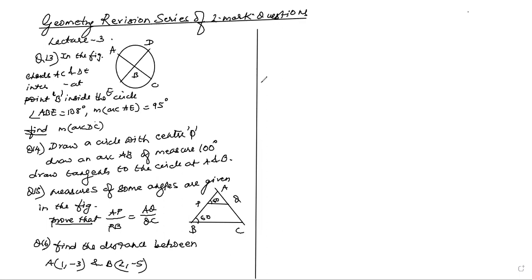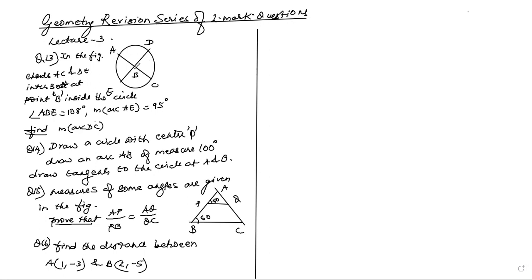Now, question number 13, we continue. We are done up to question number 12 and we started question number 13. In the figure, chord AC and chord DE intersect at point B inside the circle.